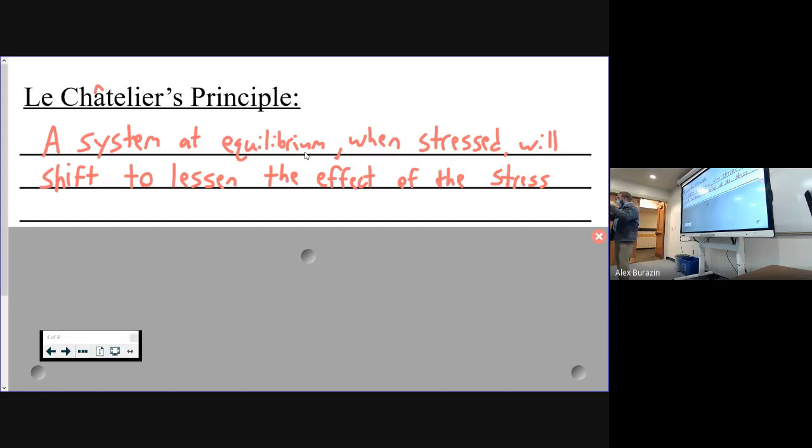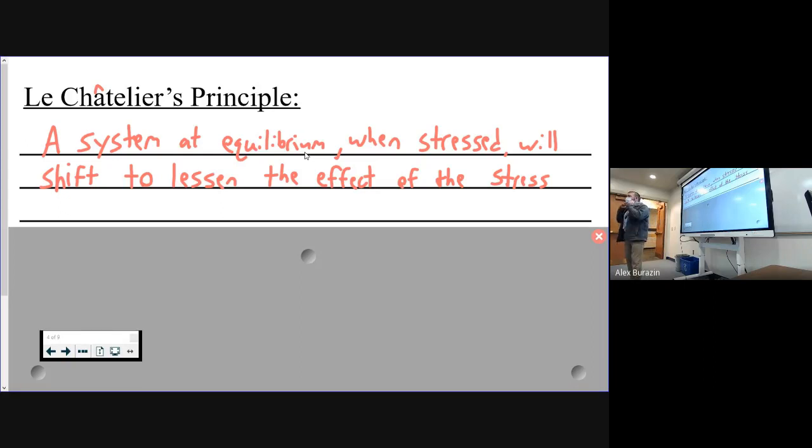Okay? Equilibrium has been established, and now we're going to stress it. How can we stress it? Well, we can change the temp. We can add more stuff or take some stuff away. I can add product, I can add reactant. I can remove product, I can remove reactant. I'm going to mess with it. I'm going to stress it. And the equilibrium, as a result, will shift to reach a new equilibrium. Okay? That's Le Chatelier's principle.